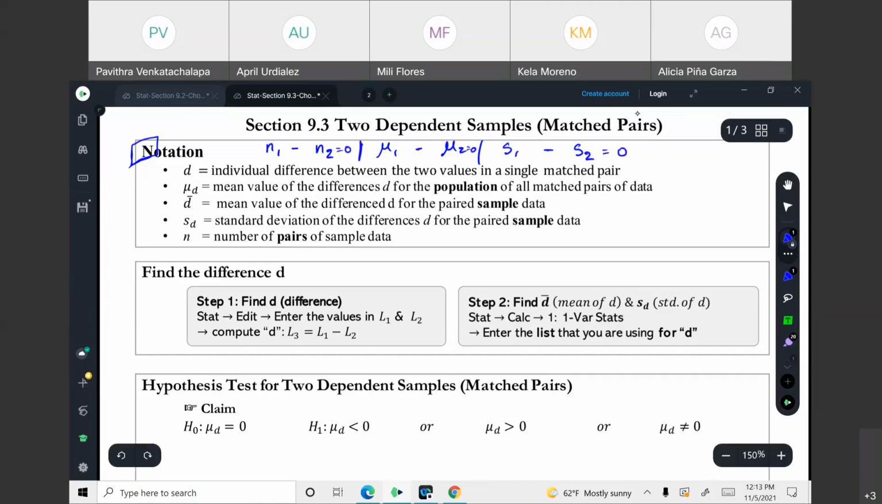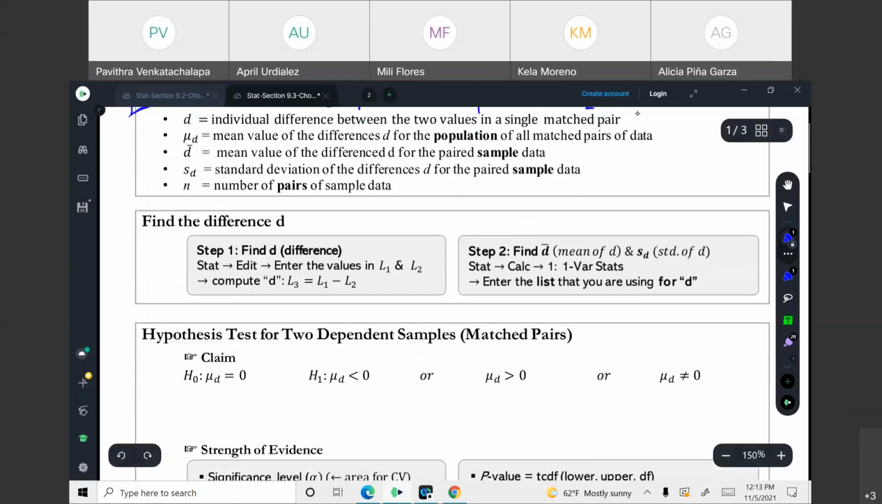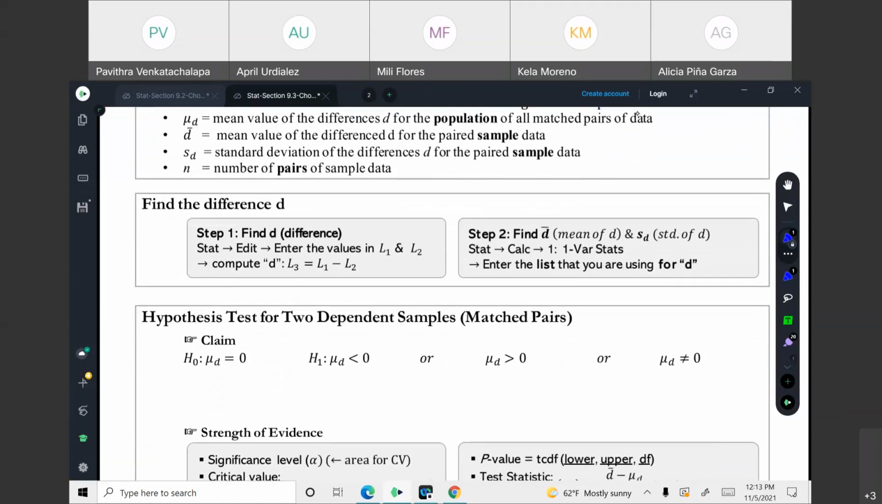Okay? Because according to two dependent samples, we assume all the values are same. So when you subtract the same values, you get 0, right? So your null hypothesis looks like this. Okay. Now, this is what you do in the calculator.